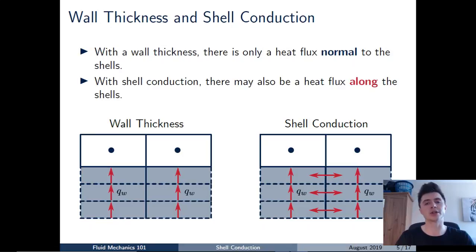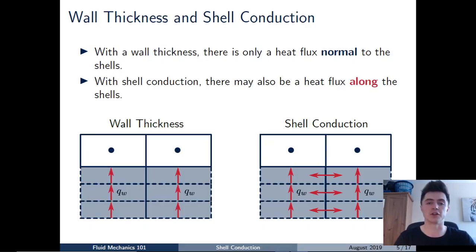So before I go in to discuss how the CFD codes do that, the first thing I'm going to do is describe the difference between adding a wall thickness and adding shell conduction. The reason for this is CFD codes like ANSYS Fluent give you the option of applying a wall thickness or applying shell conduction. And it's important to know what the differences are between these two treatments.